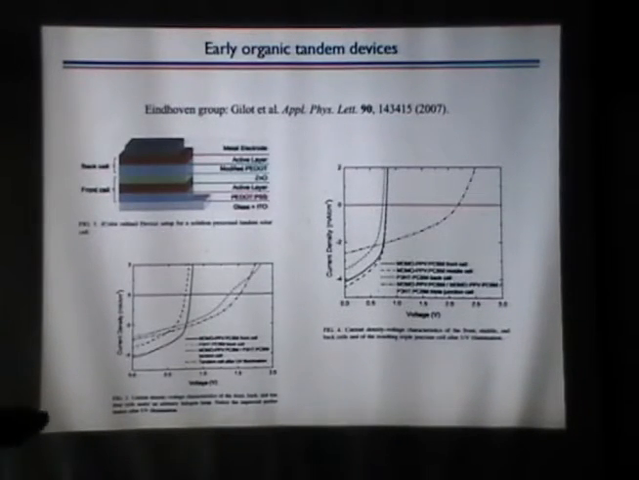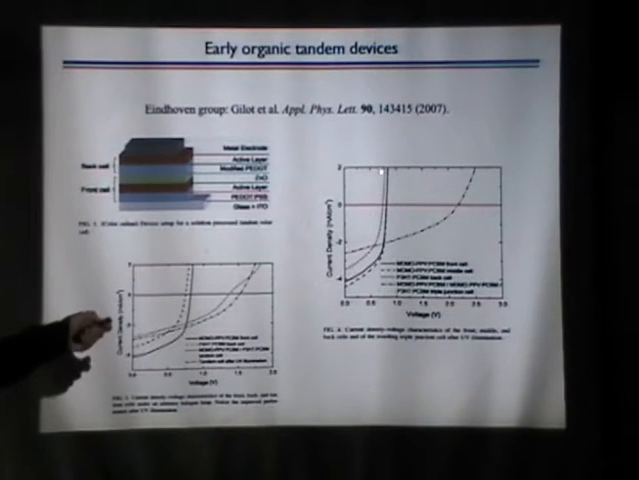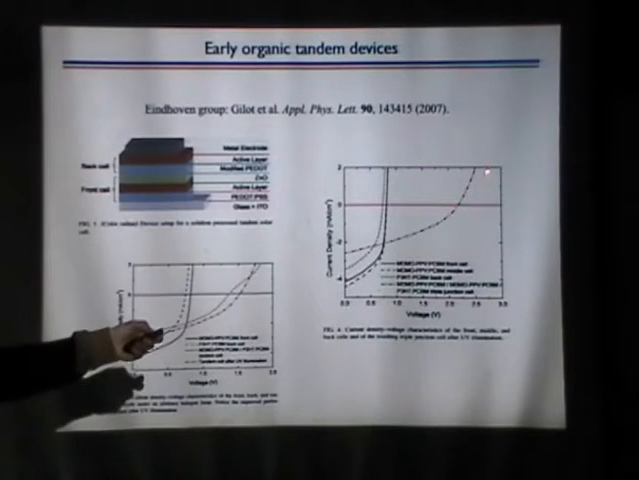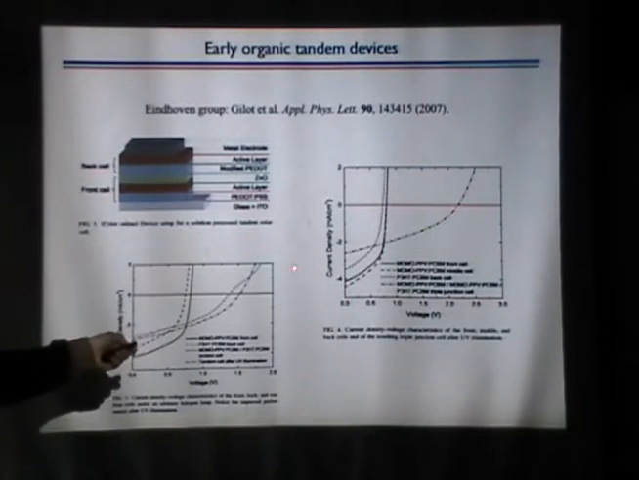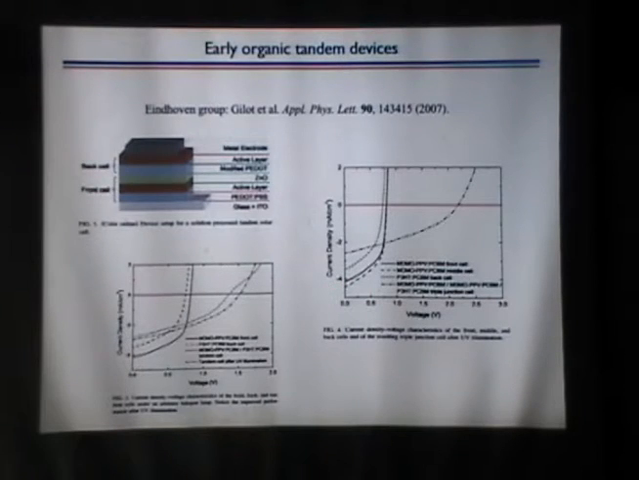Here's an example coming from that same paper. So here's a single junction device, about 0.6 volts, and now here's a triple junction device, it's over 2 volts. So you see an increase in the voltage. Of course, ideally you want to retain the current, but we haven't done so in this case.